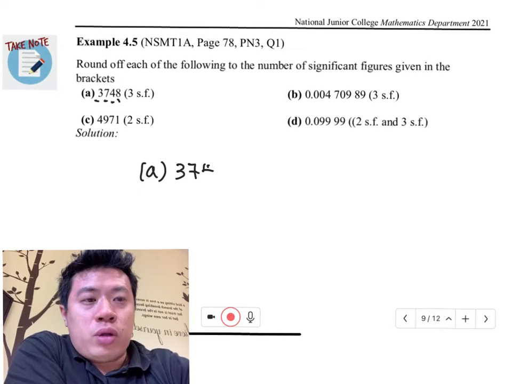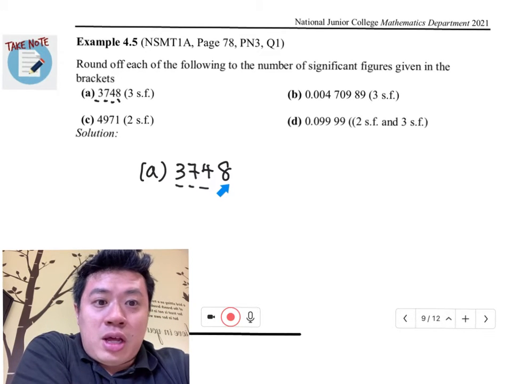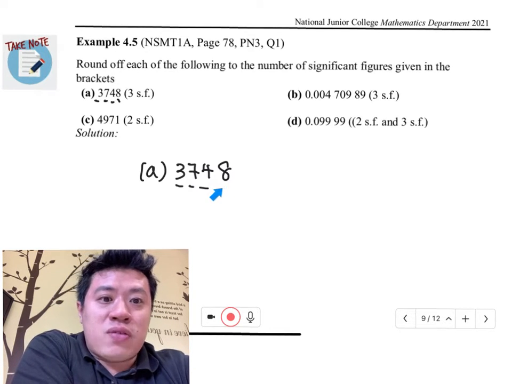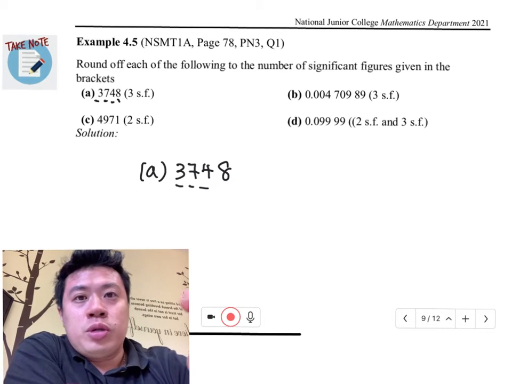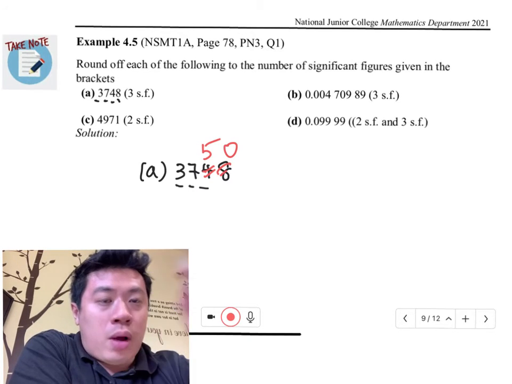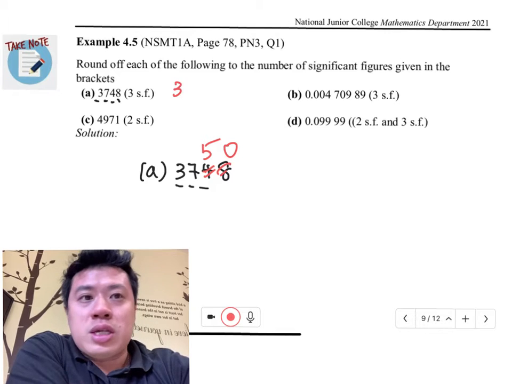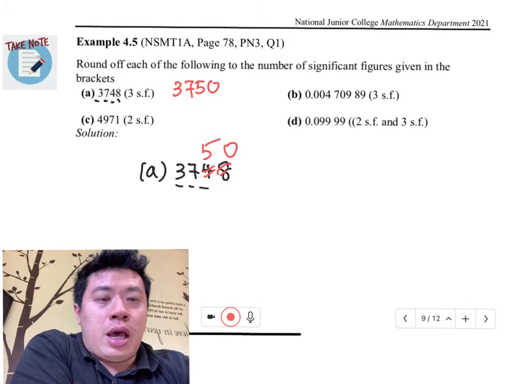So what we do is, if we want to round it off to 3 sig fig, we look at the first three first, we fix them, and we look at the fourth digit. If the fourth significant figure is 5 or above, we will round it up, and if it's below 5, we'll round it down. In this case, it is 8, so we have to round it up. This will become 0, and this number will round up to 5. So our answer is 3750.